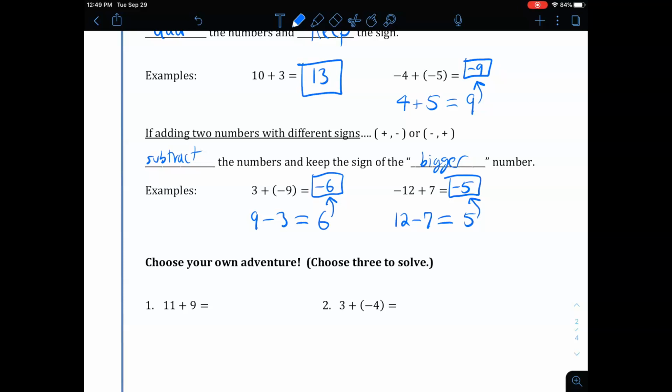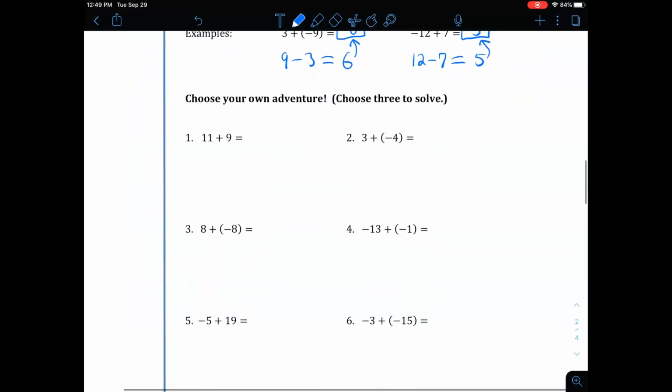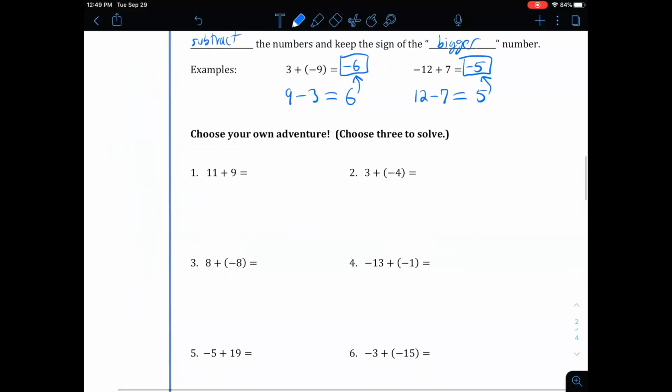Absolute value is distance from 0. So even though 3 is bigger than -9, 9 is farther away from 0. It's got a bigger distance from 0. Okay? All right, we have choose your own adventure. It says choose 3. This would be in class if we were doing this. Just do all the problems and you'll check your answers in a little bit.